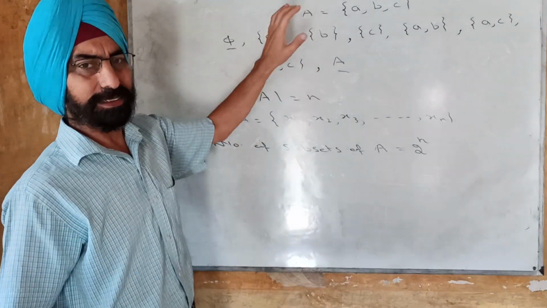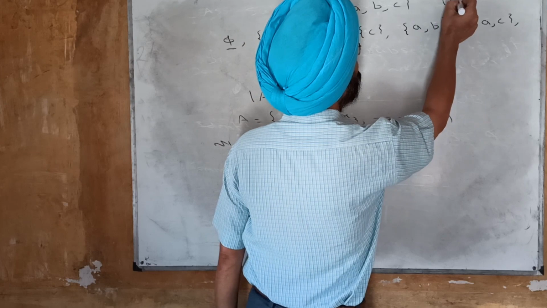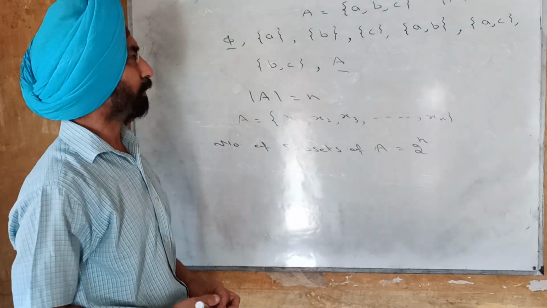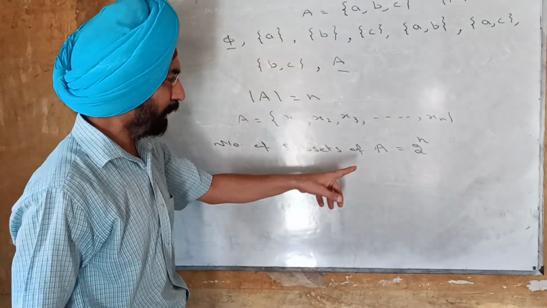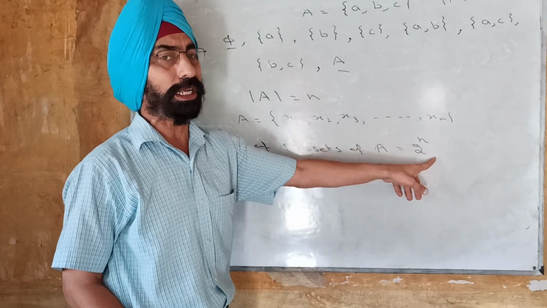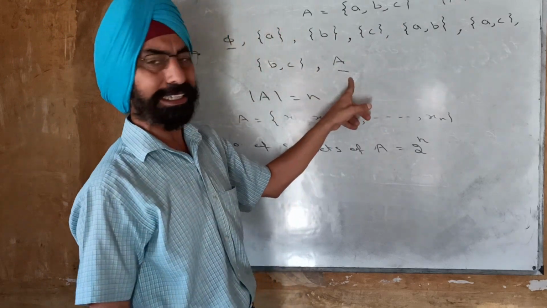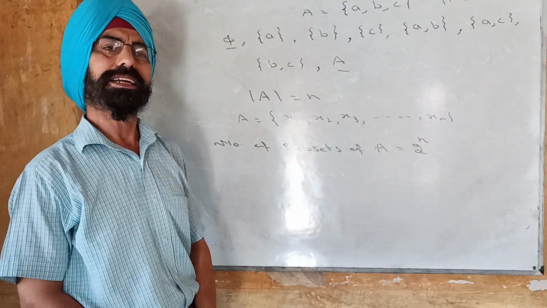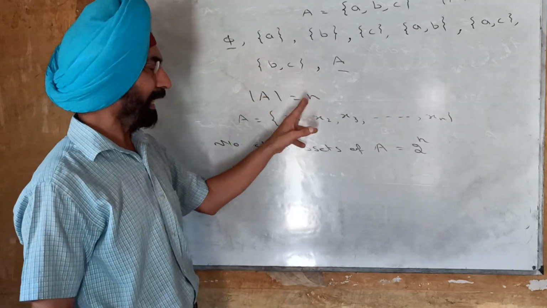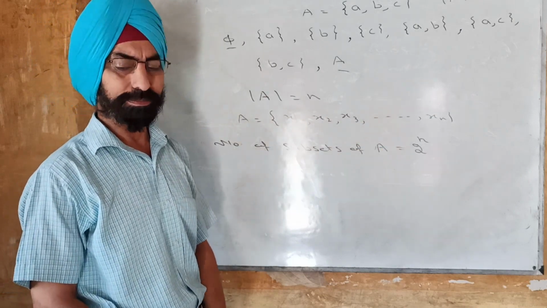Now look at here. Here the set A consists of, how many elements are here? Here the number of elements in A is 3. And how many subsets of A are there? It must be, according to the formula, 2 power 3. 2 power 3 means 2 multiplied by 2 multiplied by 2. That means 8. And exactly 8: 1, 2, 3, 4, 5, 6, 7 and 8. 8 subsets of A are there. So it is a formula for you that if A consists of n elements, then the number of subsets of A is 2 raised to the power n.